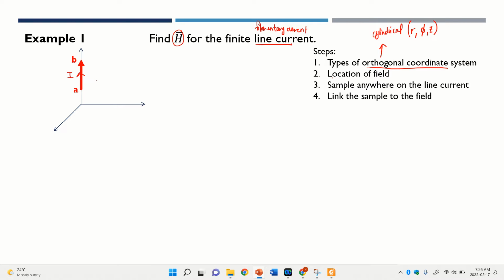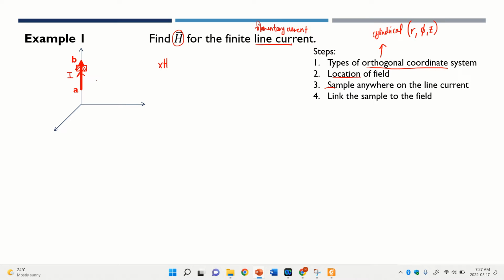The second step is to determine the location of the field. You have to decide where to put the field point in this structure. It can be located here, or anywhere. In this case, I assume my H to be around this position. This is my H. Then step number 3: you have to take a sample anywhere on the line current. It must be located on your line current here. So let's assume I take my sample here. This is my sample.